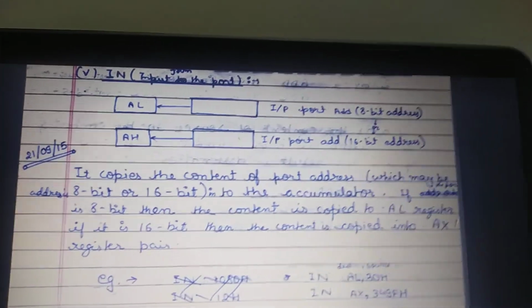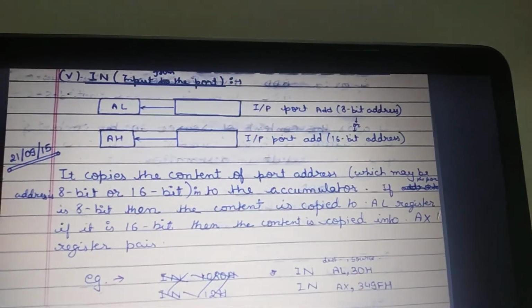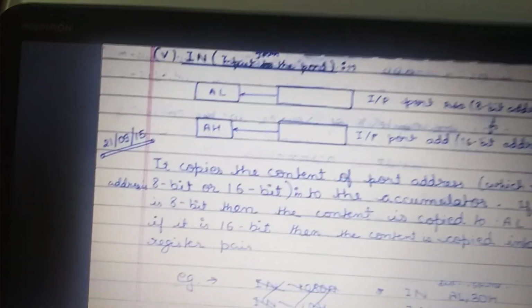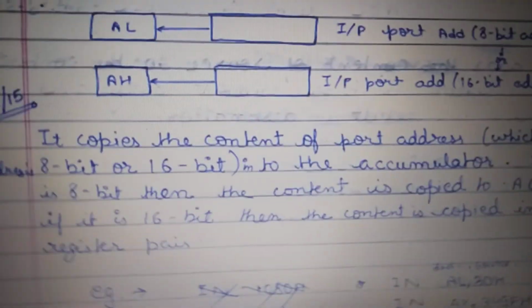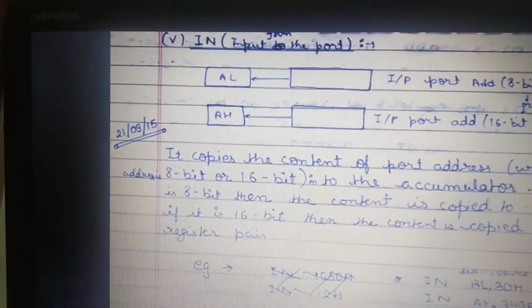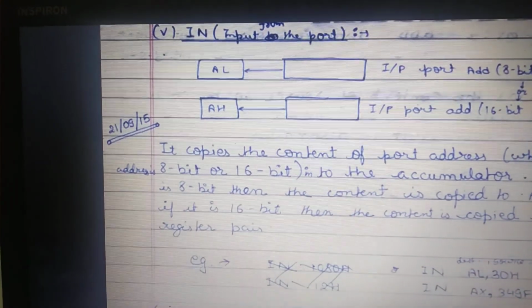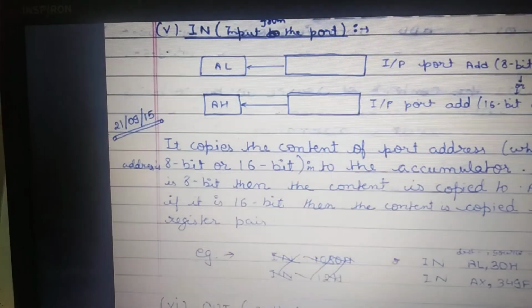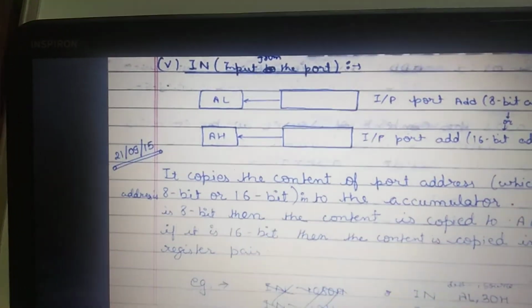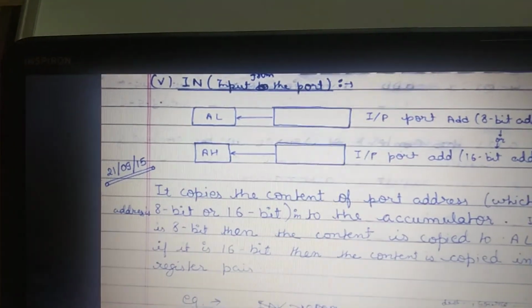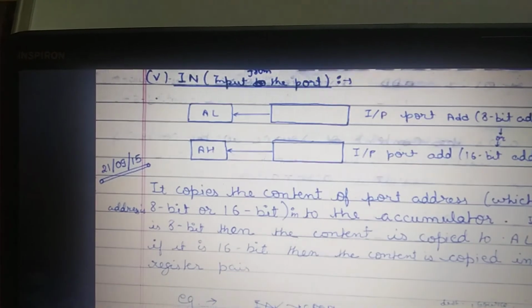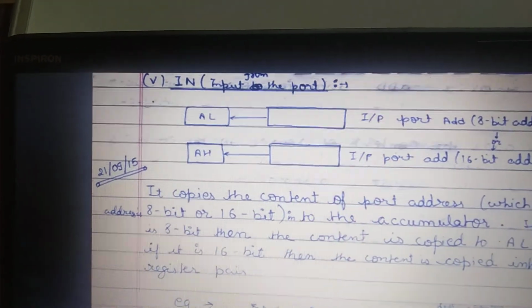Next are the IN and OUT instructions. We have already discussed IN and OUT instructions in 8085 also, and these are similar instructions. We know that IN and OUT instructions are used for data transfer between the microprocessor and IO ports. In 8085, IO ports have an address of how many bits? 8 bit. But in 8086, IO port addresses are of 16 bit.